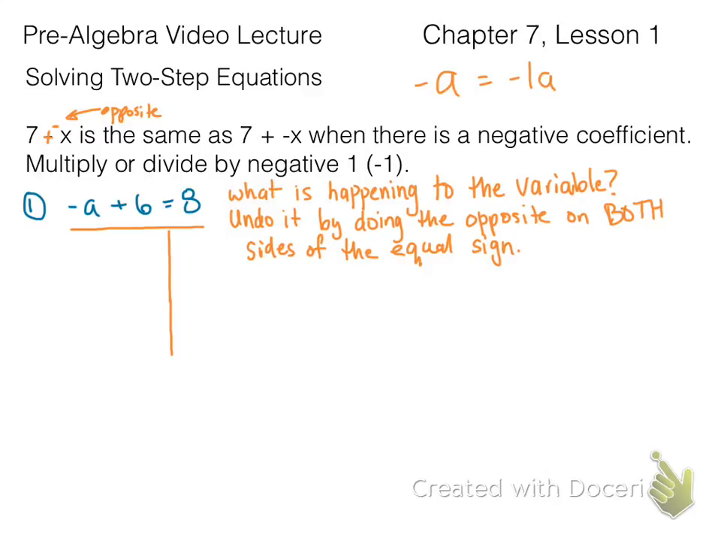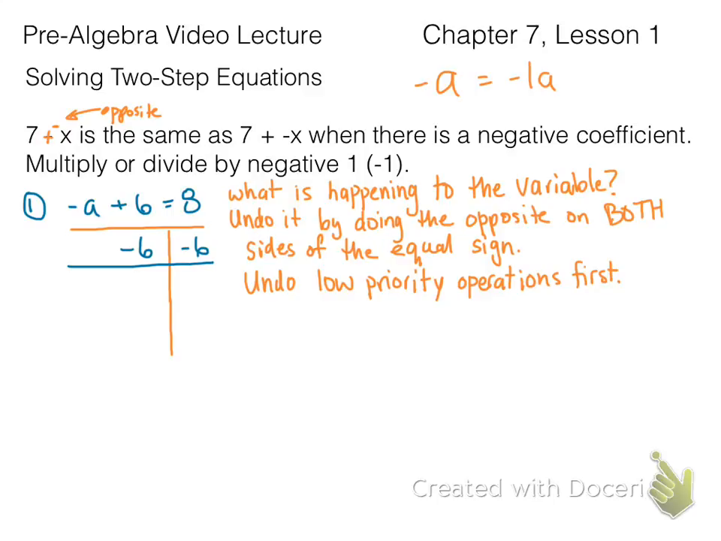And that's why we don't take care of the negative first. We're actually going to take care of any addition and subtraction first, and then take care of any negative signs that might be attached to the variable, to the letter. So, let's take care of that 6 first. The opposite of adding 6 would be negative 6. Wow, that play button is like taking forever. All right, so we're going to minus 6 on both sides. The plus 6 and the negative 6 on the left are going to annihilate each other. Bam. And we're left with negative a is equal to 2, because 8 minus 6 is 2.